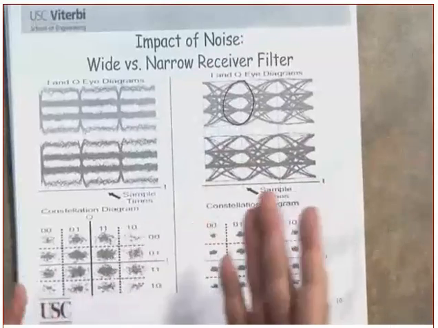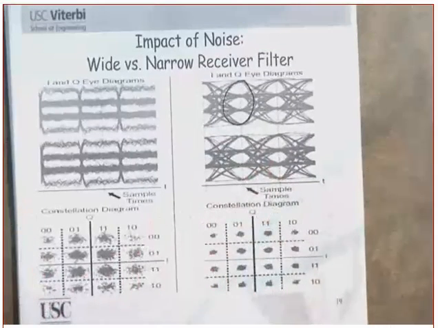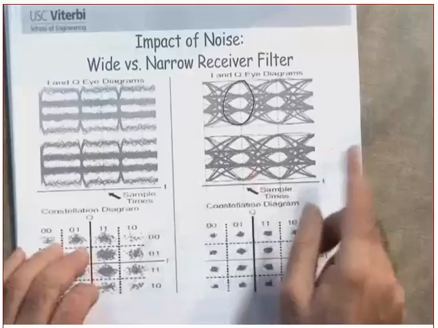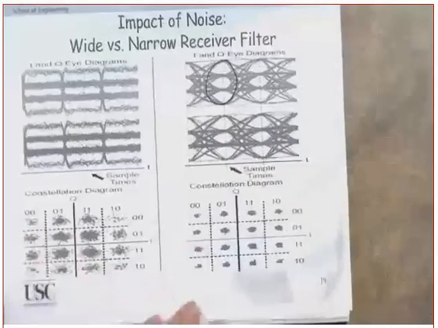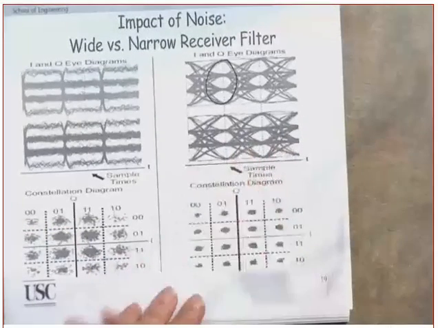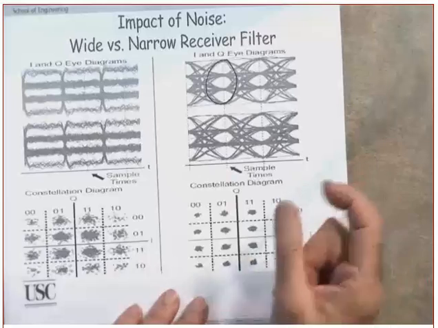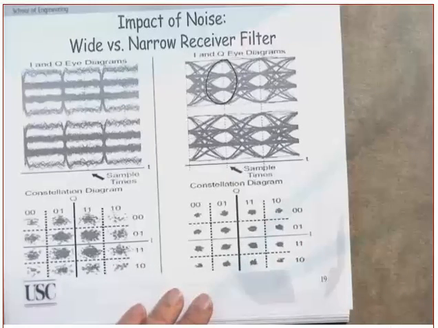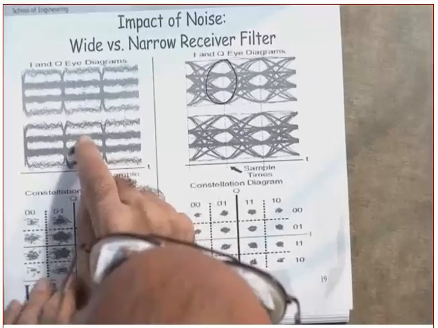So the trade is whether you are going to look at increasing the noise levels by increasing the filter bandwidth, or reducing it and increasing the amount of intersymbol interference if you make the filter narrow. You see all of these fluctuations in here?